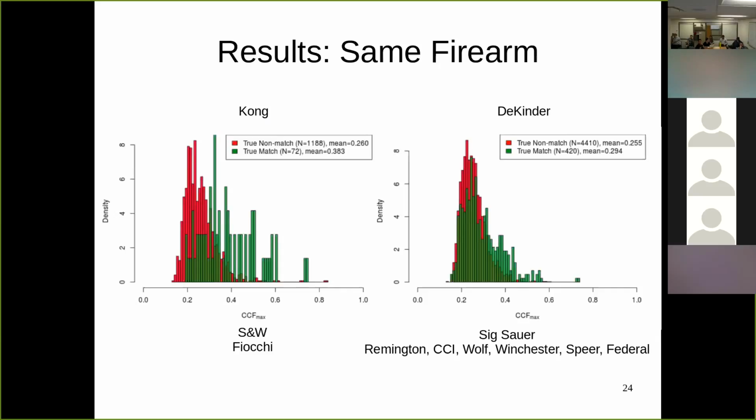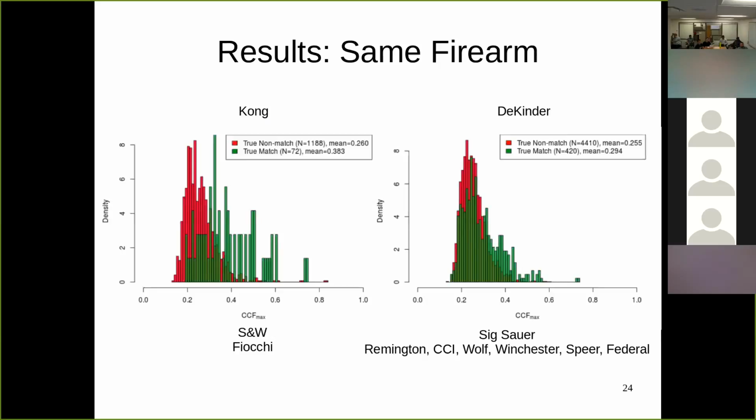There might be a couple of explanations for this. For Dekinder, the firearms don't mark well generally. Also, we know that it's much more difficult to match cartridge cases if the ammunition brand is different as compared to if they were the same. And this is true for examiners. Also we've seen other research done on the Dekinder set, which produced similar results. So we sort of have an explanation for why the Dekinder set's performance is so poor. For Kong, I'm not so sure.